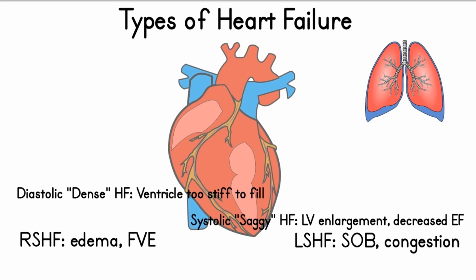Diastolic heart failure, or dense heart failure, occurs when the heart muscle has become stiff due to overworking and now cannot relax enough to allow for adequate filling of the chamber during diastole. There is usually a normal ejection fraction.